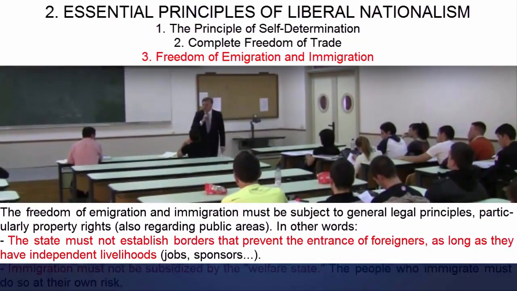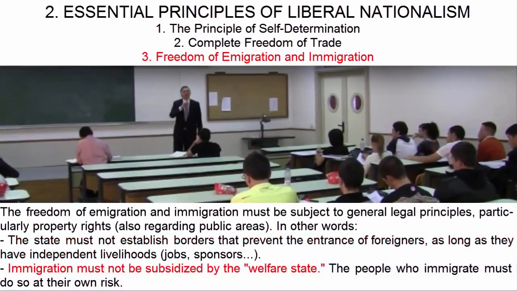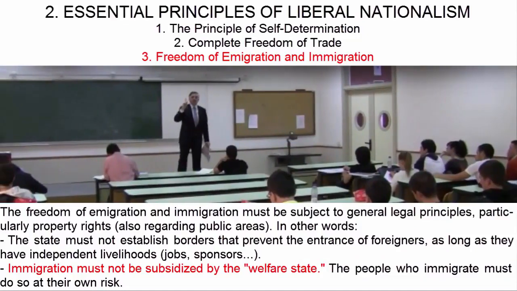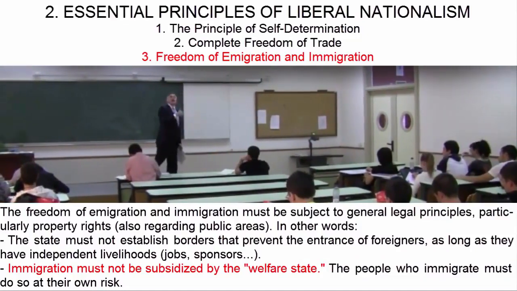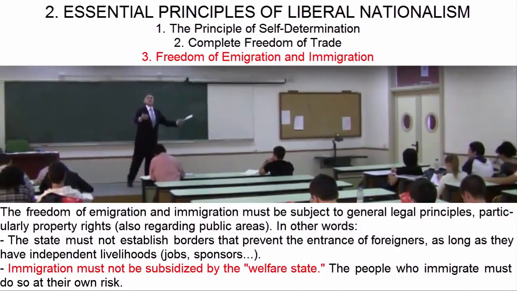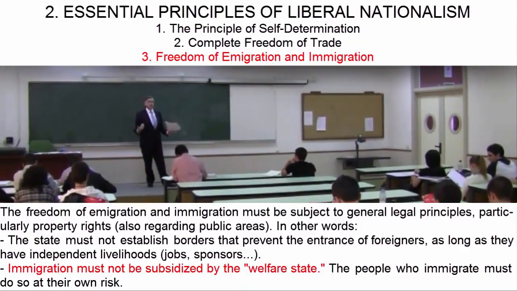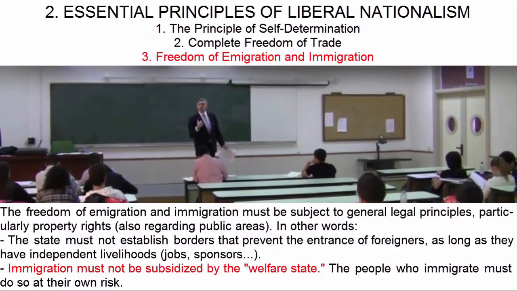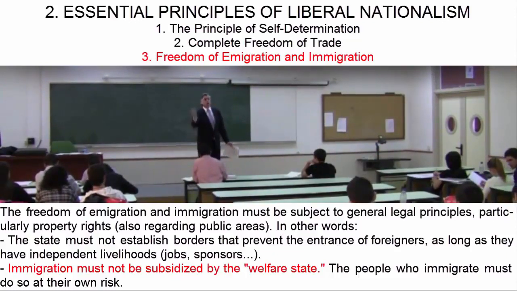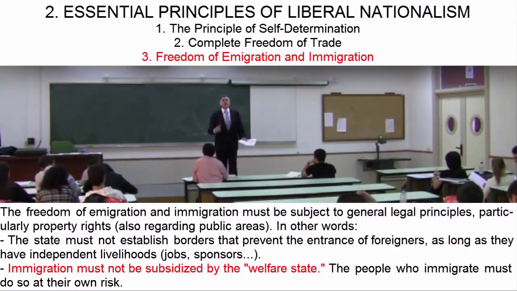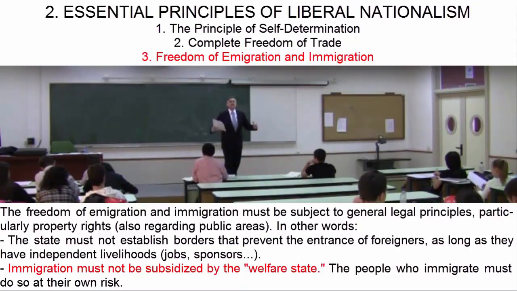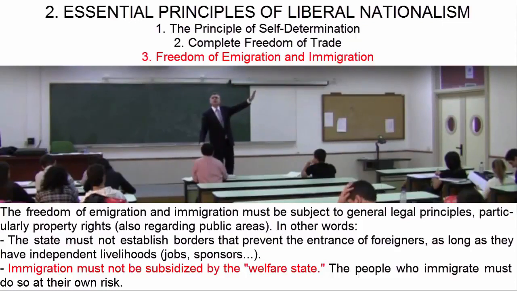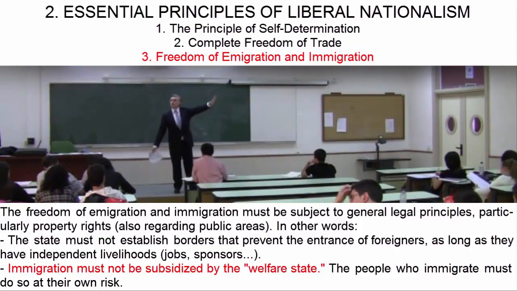On the other hand, it also means that the state must not create an artificial magnet, for instance by immediately providing all new arrivals with free social security coverage, health care, education and subsidies. In that case, it should not surprise you to see makeshift boats arriving with poor, pregnant, sub-Saharan women in them about to give birth. That is precisely why they come, because here they can give birth while receiving the most advanced medical care and free of charge.